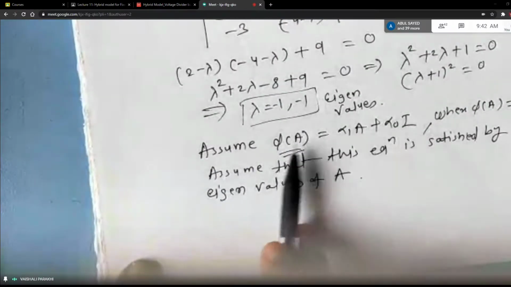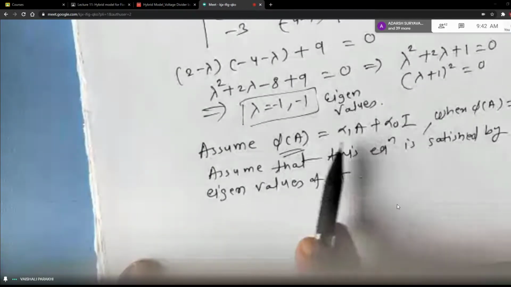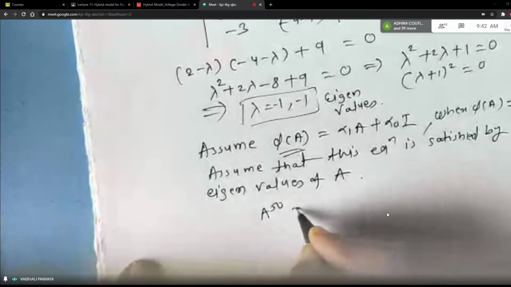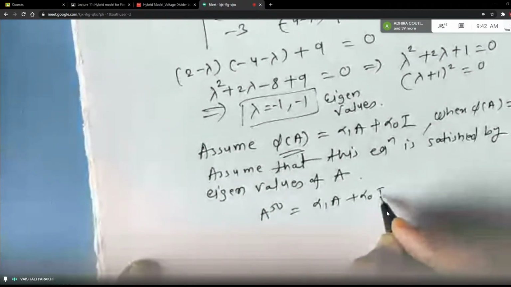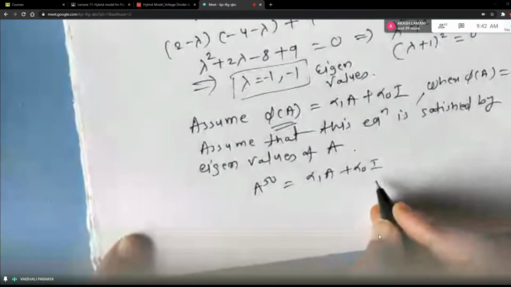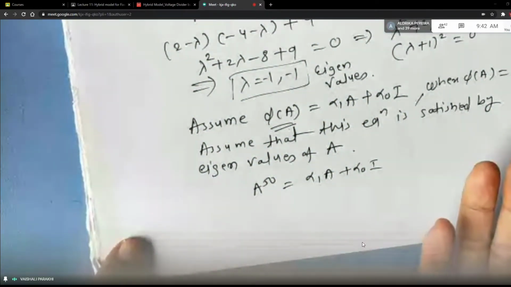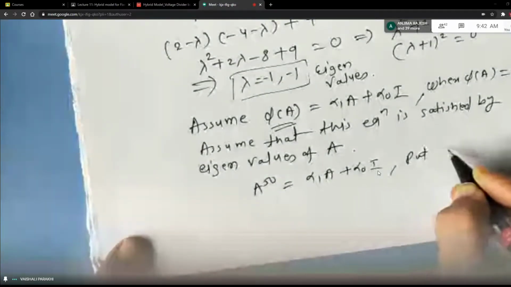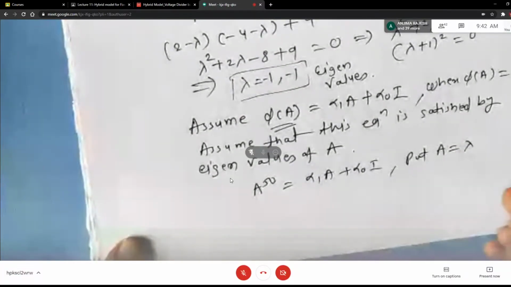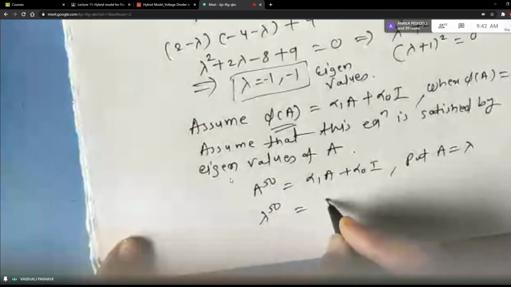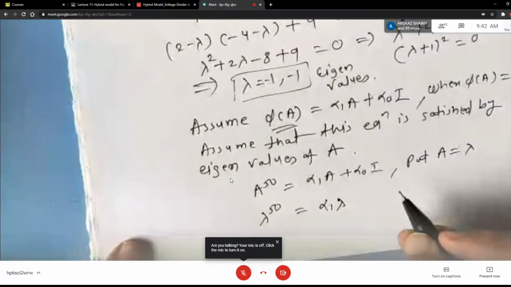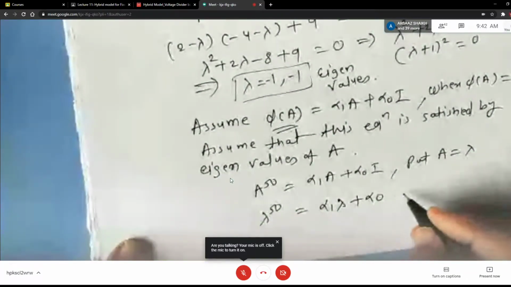Means what, students? Equation gets satisfied means if I replace A by lambda, I should get both sides equal, right? So, what is this equation basically? It is A raised to 50 is equal to alpha 1 A plus alpha naught I, isn't it? Now, this equation is satisfied by lambda means when I replace A by lambda, this equation should work. So, I am replacing A by lambda. So, it is lambda raised to 50 is equal to alpha 1 lambda plus alpha naught. Suppose this is my equation 1.